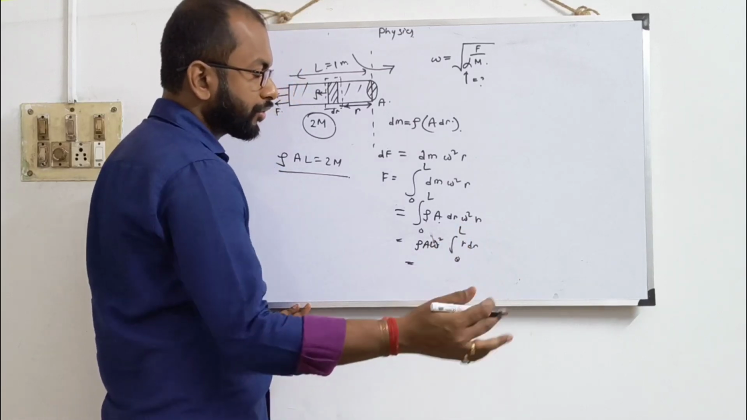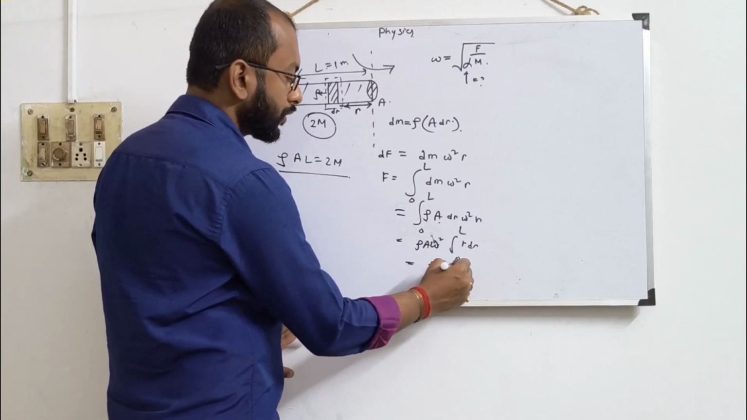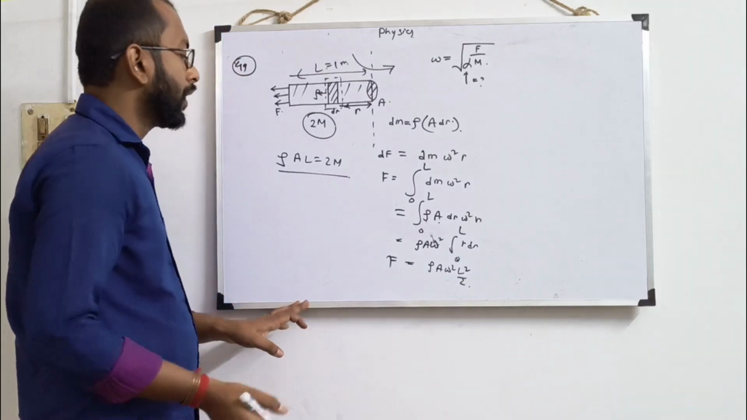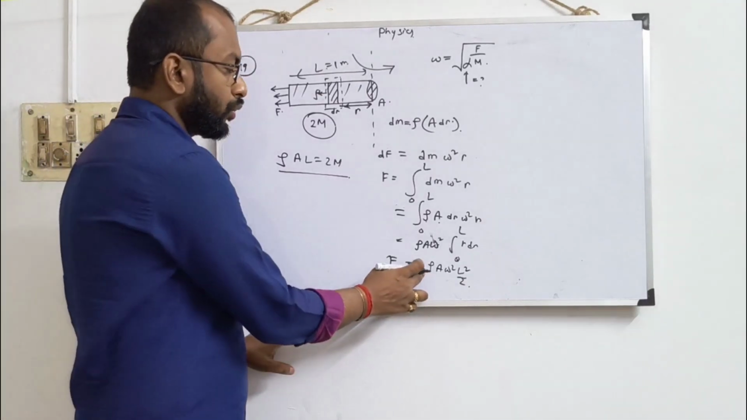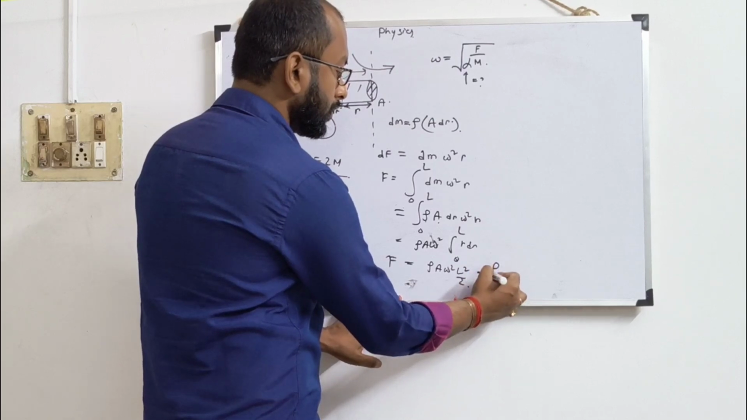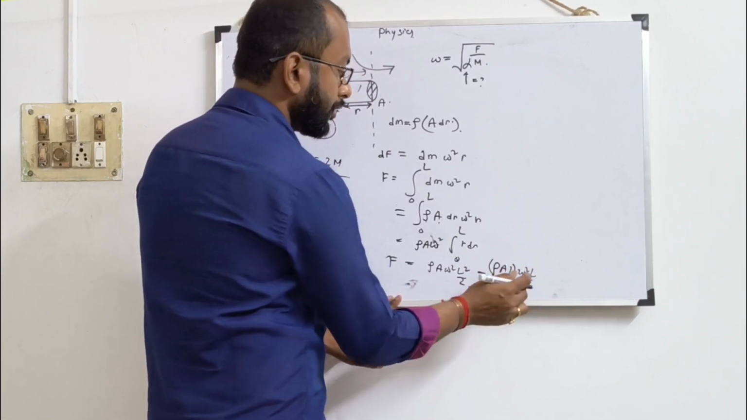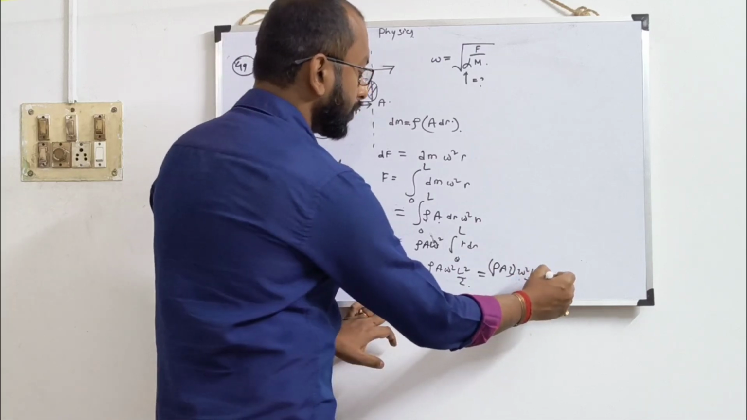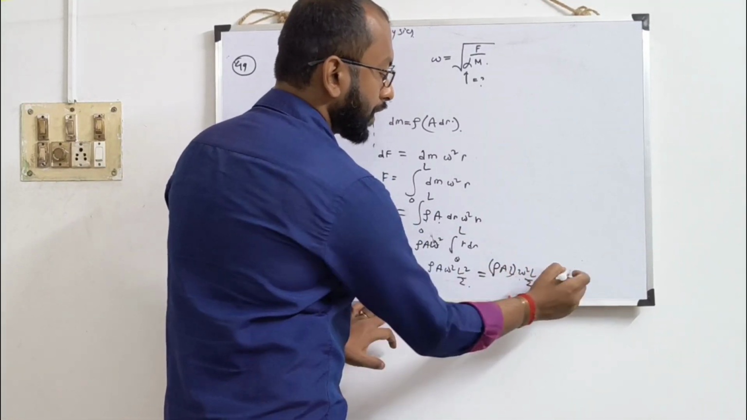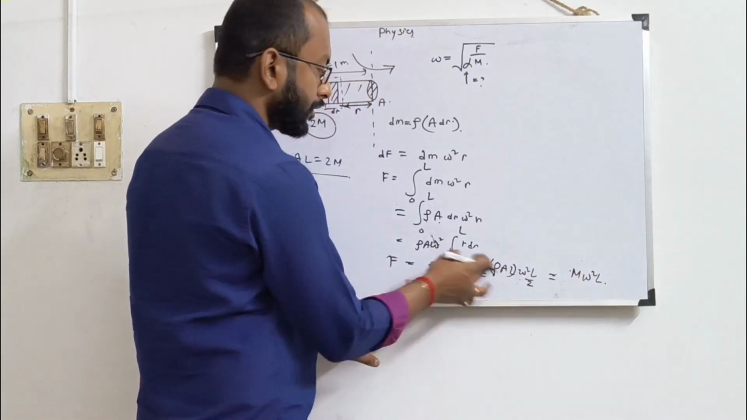Integration of r dr is r square by 2. If we put the limits, it will be ultimately rho A omega square L square by 2, that is F. And we know the value of rho A into L, so we can separate this part: rho A L into omega square L by 2. This is our 2m. We can directly put it from this. So 2m, if we put, 2 will cancel out, so it will become m omega square into L. So that is our F.